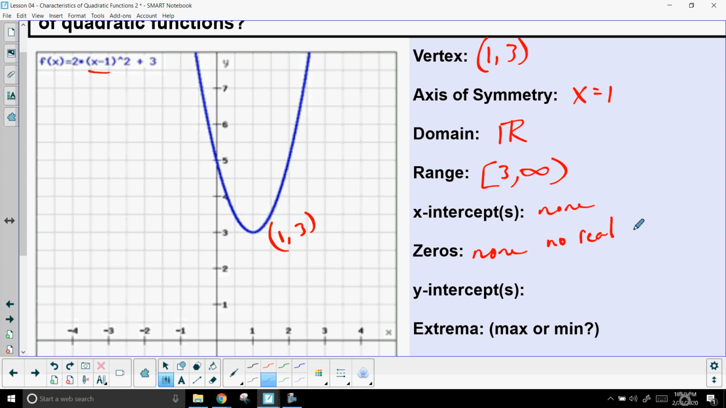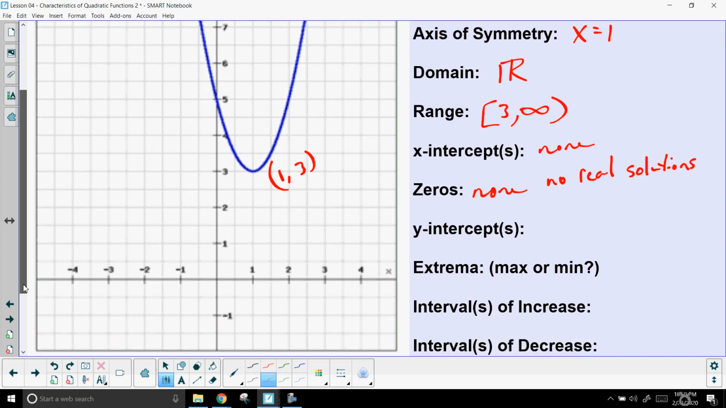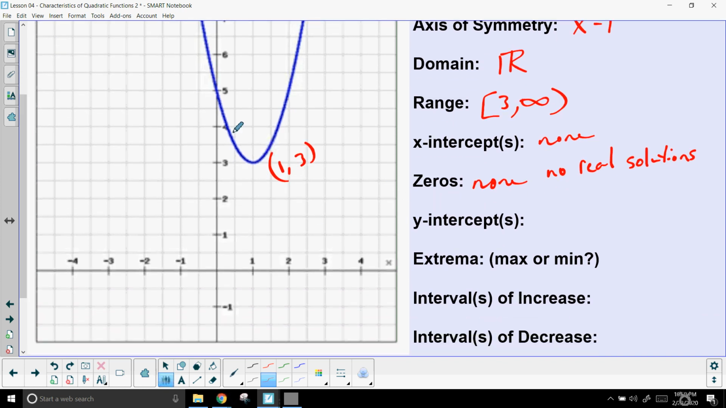Again, because it doesn't touch the x-axis. Y-intercept, though, we got one right there. 0, 5. Again, x is first, and then y is alphabetical order. Since it looks like a valley, there is a minimum. Again, it's at the vertex.